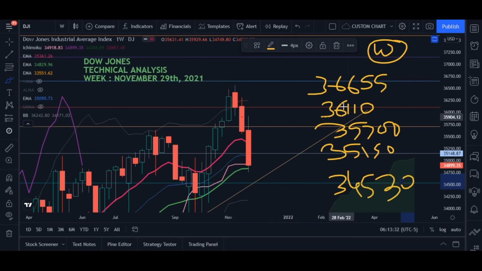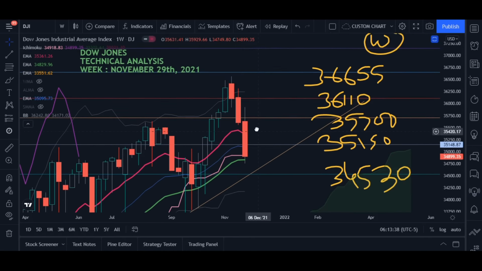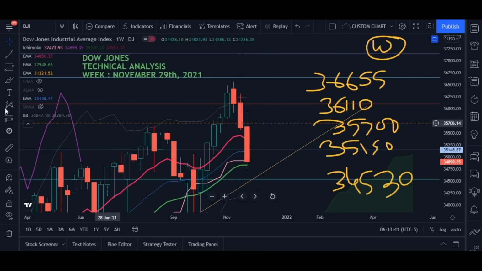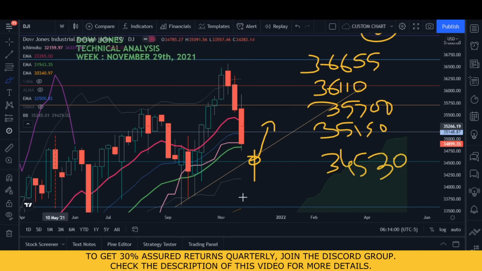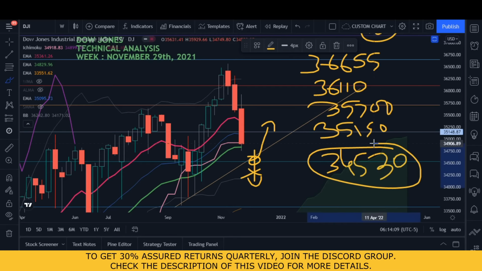34,530. So these are all the supports and resistances, but because the market has already come down this heavily, the market is expected to hit this particular support, and then it will retrace. The market is not expected to move down further, so this is not expected to happen. The market will come, hit this 34,530, and then bounce back. This is what is most likely to happen on the weekly chart.